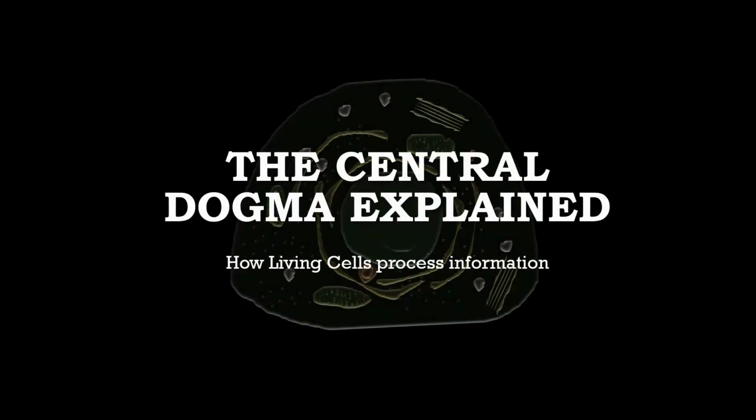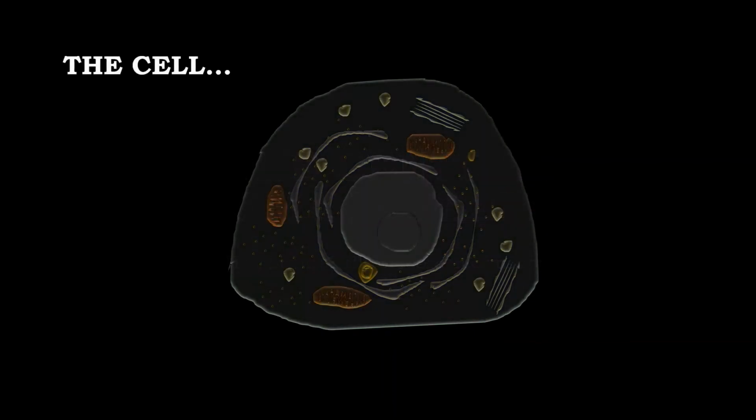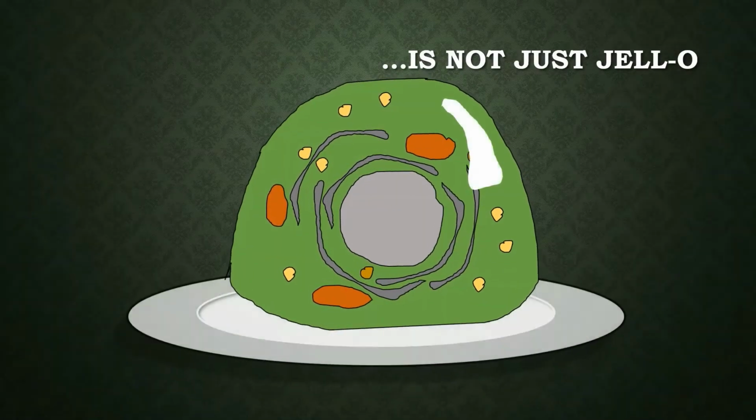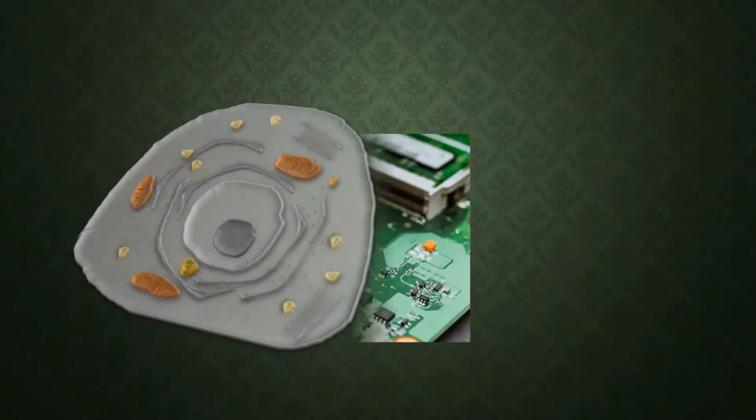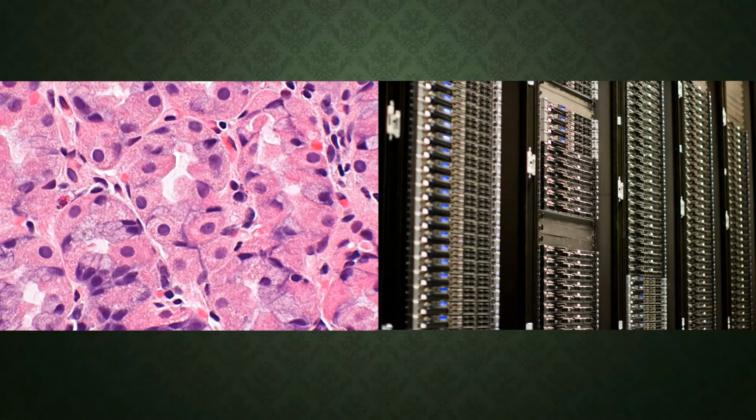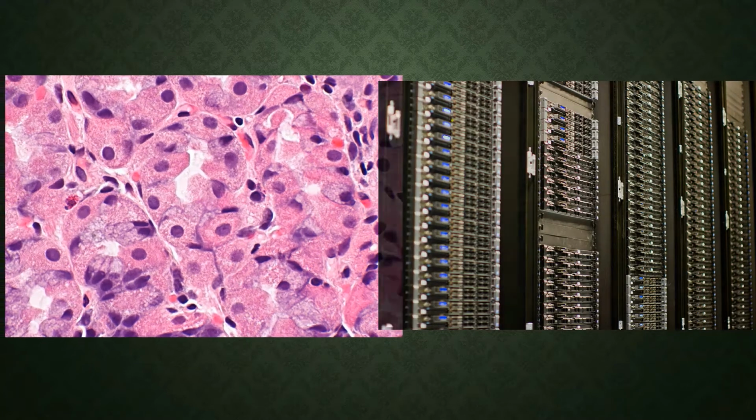The central dogma explained how living cells process information. When we talk about how cells work, it's important to see them not merely as a gelatinous bag of chemicals, but as fully functioning chemical computers. In many ways, living cells are nature's analog to man's computational devices.